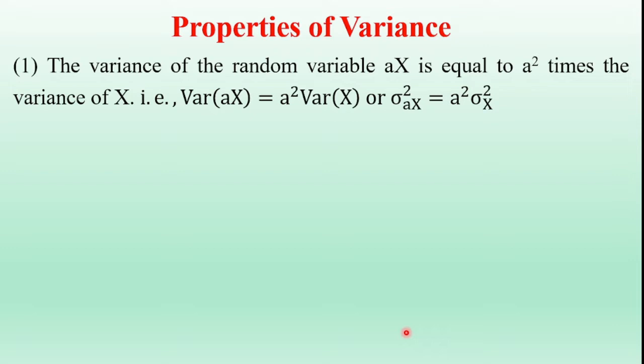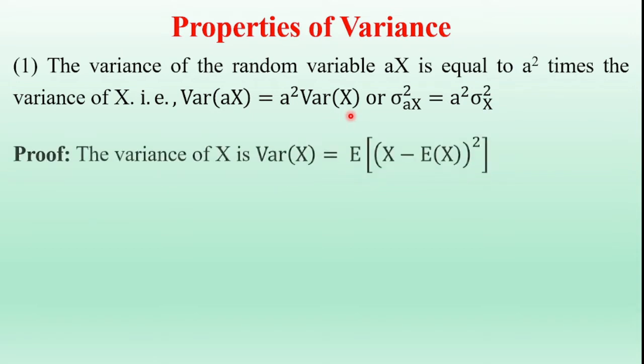The first property is that the variance of the random variable aX is equal to a square times the variance of X, where small a is a constant and capital X is the random variable. That is, variance of aX is equal to a square into variance of X, and this is the first property statement. So let us prove this property.